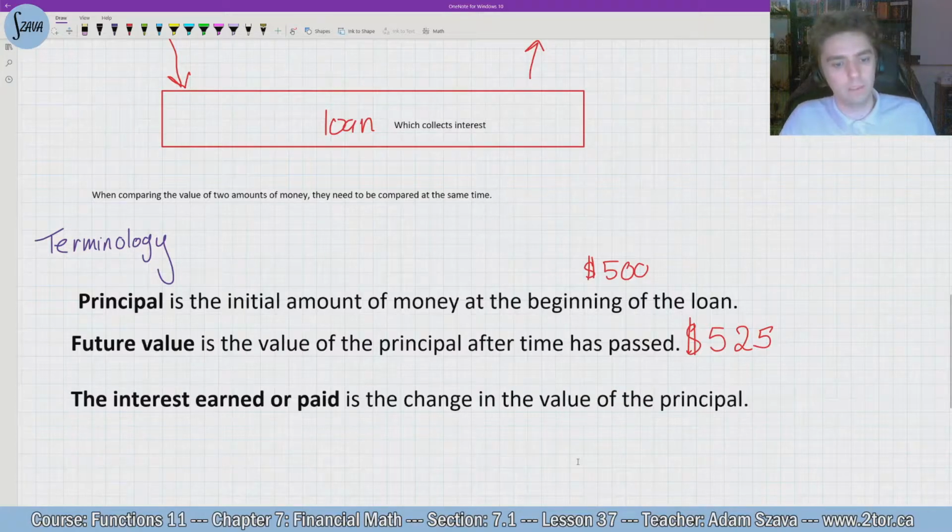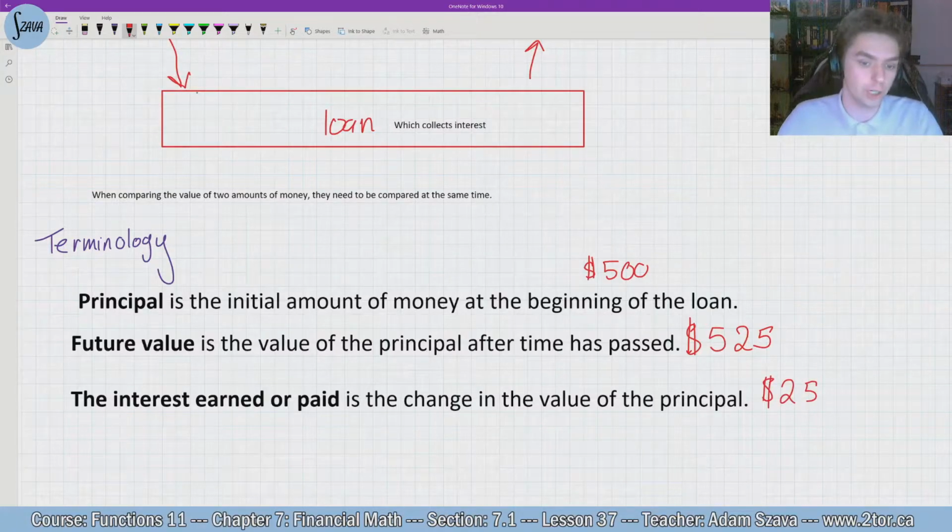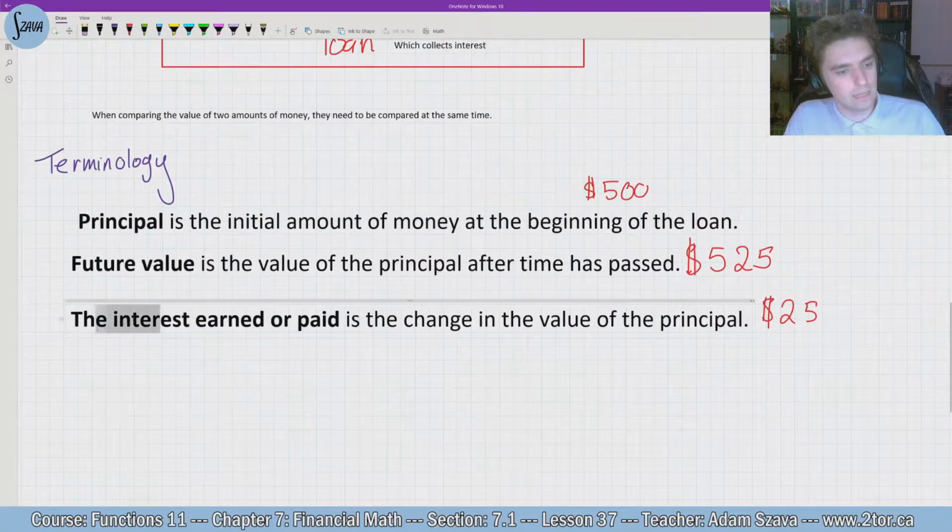Okay, so in our particular example, that would be $25. The value of the principal changed by $25, so the interest earned is $25. So that's what I mean when I say the interest earned. Now the next one doesn't actually have a comparison to the example there.